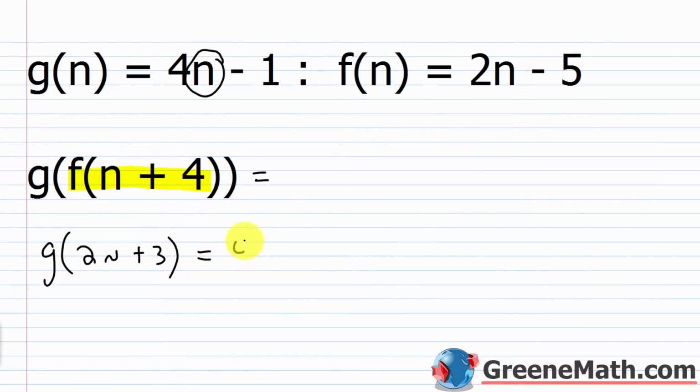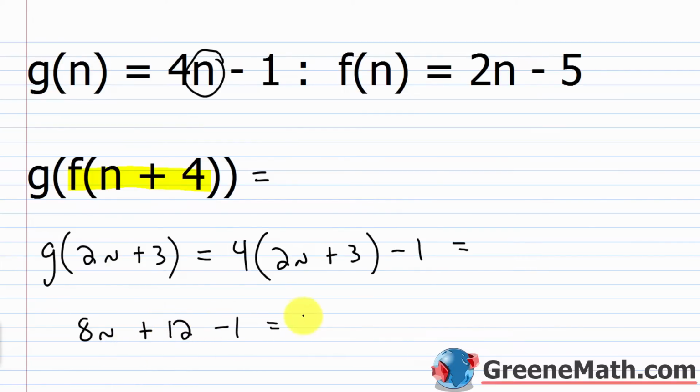So I would have 4 times, where I see the n, I'm plugging in a 2n plus 3, and then I'm subtracting away 1. So 4 times 2n would be 8n, and then 4 times 3 is 12. So plus 12, and then minus 1. So what happens is we have 8n, and then 12 minus 1 would be 11, so plus 11. So g of f of n plus 4 is 8n plus 11.